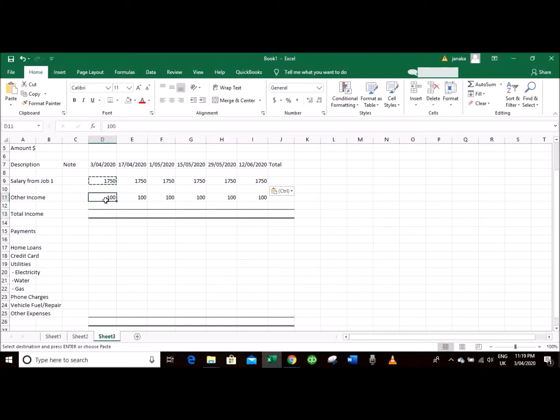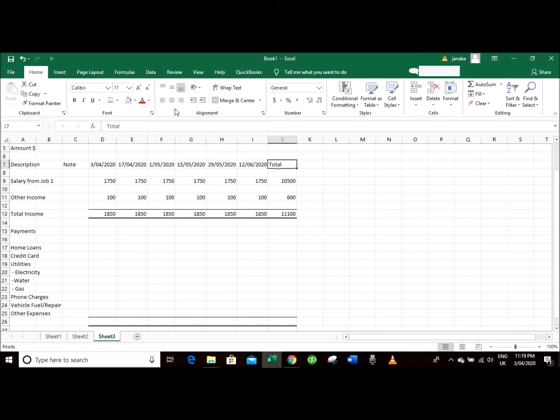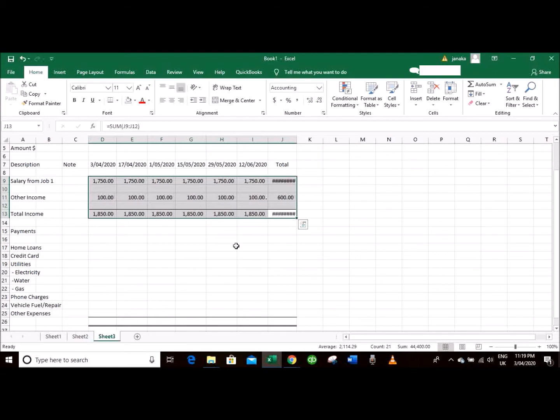Sorry, I would say every fortnight I'm getting another income of $100, so the total income will be total net income, and I will get the total of 11,100 at the end of this period. So I'm going to select it, and put the comma style.